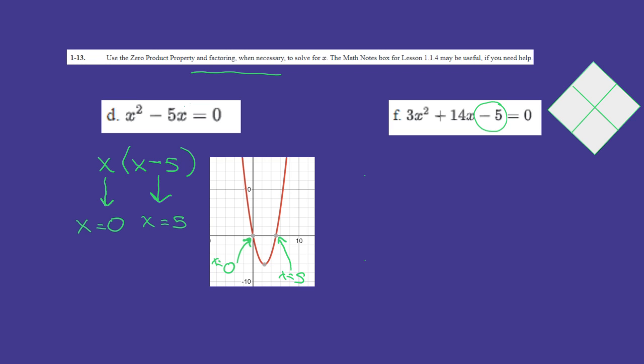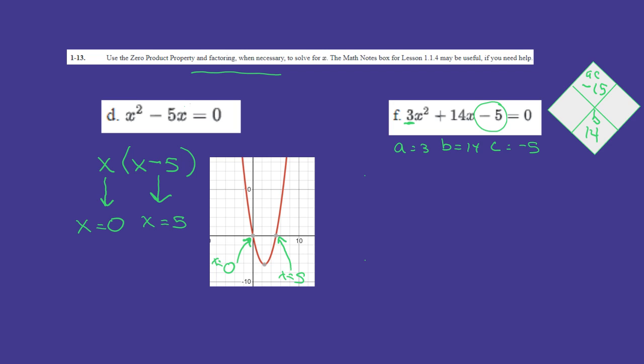Okay, so this last one for 1-13 is a little trickier because it does have a leading coefficient that is not 1. But we're still going to use our diamond method, and I'm still going to put an A times C up here and a B. We just have a few different things that we have to do for this one. So A times C in this case, remember our A equals 3, our B equals 14, and our C equals -5. So our A times C is going to be -15, and our B is going to be a +14. So how can I get two numbers that multiply to -15 but add up to 14?